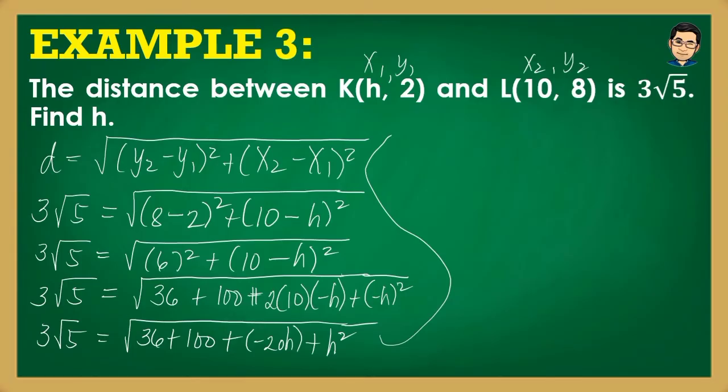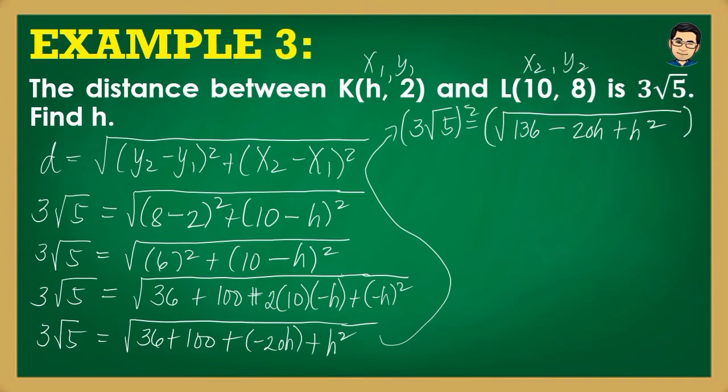And then we'll rewrite 3 square root of 5 equals the square root of 36 plus 100. Pwede natin yung pagsamahin. So 136. And then minus 20h plus h squared. So paano natin matatanggal ang radical sign? So ang gagawin natin, square natin yung both sides by 2. Yung index po ng square root, which is 2. So magiging ganyan po siya.